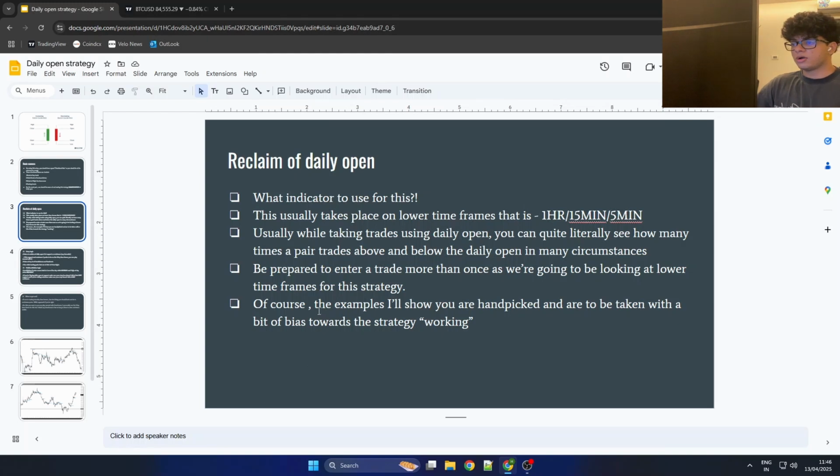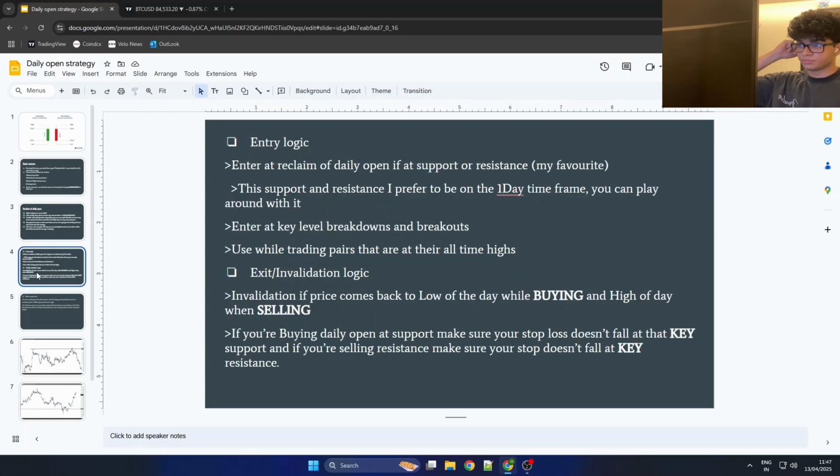Of course, as a discretionary note, the examples I'll show you here are handpicked and are to be taken with a bit of bias towards the strategy working. So let's get into the charts and show you guys with live examples.